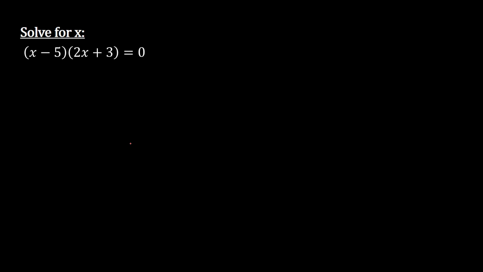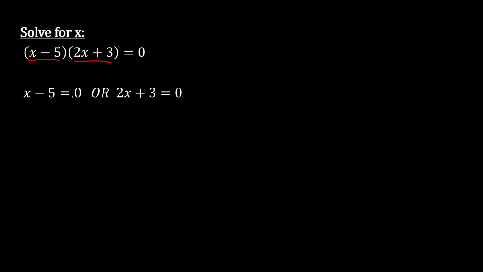Here's another example. We have x minus 5 times 2x plus 3 equals 0. So we have two numbers multiplied together equaling 0, where x minus 5 is your first number, 2x plus 3 is your second number. And we know when we multiply two numbers together and the solution is 0, that either one of the two numbers must equal 0. So either x minus 5 equals 0 or 2x plus 3 equals 0.